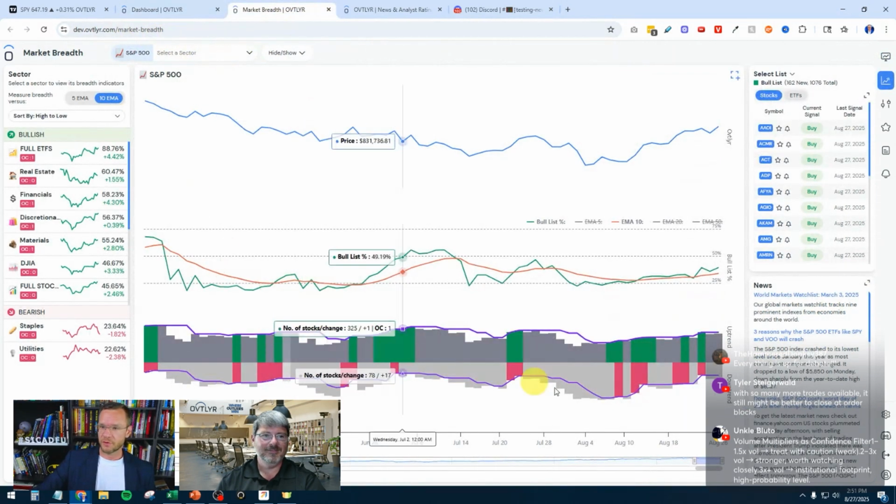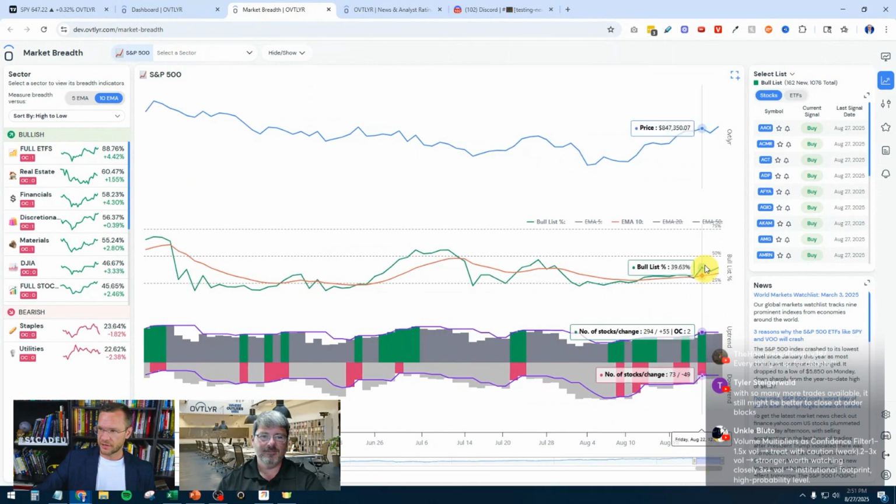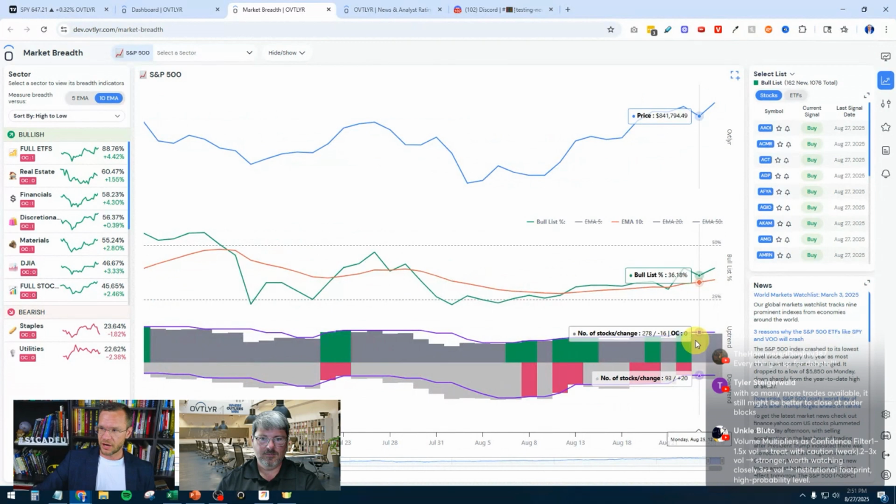Let's go over to the market breadth. We see more and more buy signals coming through in 4.0. We're not seeing new uptrends, though. Not seeing new uptrends or downtrends.